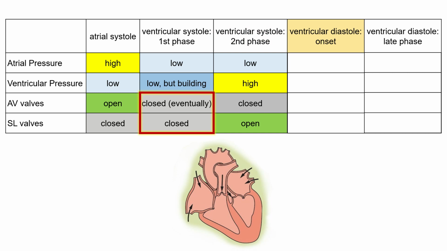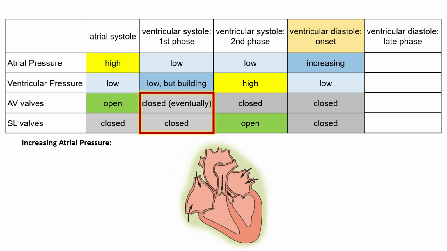All right, so now here we are in the ventricular diastole, the first phase of it, at least the onset, I should say. And what we're going to have here is increasing pressure in the atria. We're going to have low pressure in the ventricles. Our AV valves are going to be closed, and our semilunar valves are closed.